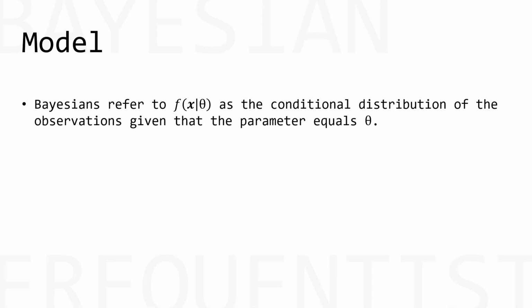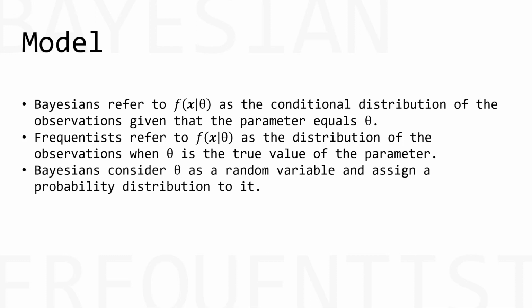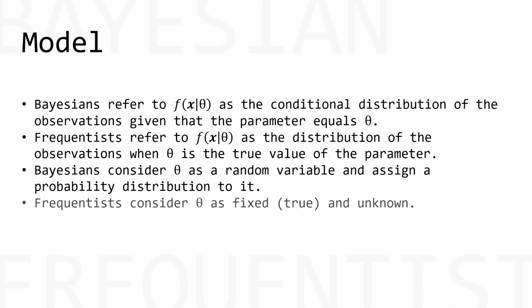Bayesians refer to f of x as the conditional distribution of the observations given that the parameter equals theta. And frequentists refer to f of x as the distribution of the observations when theta is the true value of the parameter. So Bayesians consider theta as a random variable and assign a probability distribution to it. And frequentists consider theta as fixed and unknown. They assume that this theta, which is unknown, is the true value, whereas Bayesians consider theta as random.